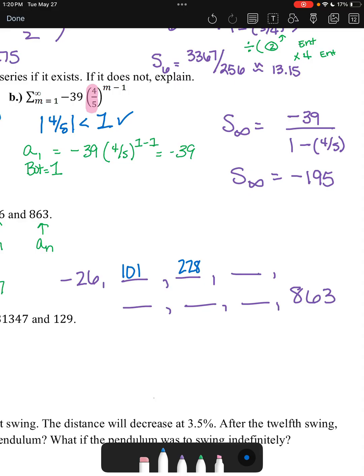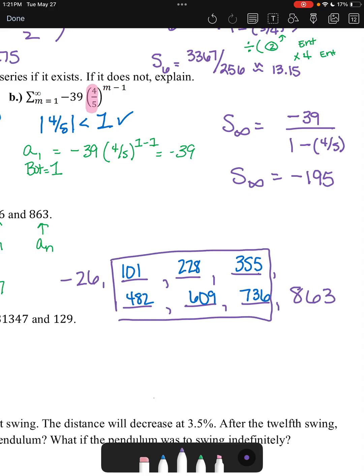228. 335. Whoops. 330. 355, however. Helps if you can read correctly. 482. 609. 736. And here's my check. If I write that down and I go plus, whoops, answer plus 127, I get 863, which means these are all my answers. So those are my answers.